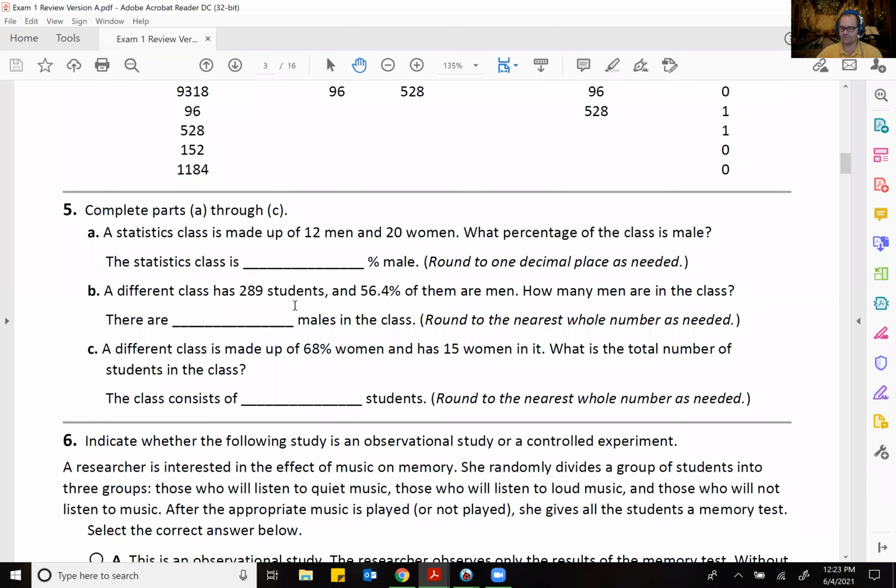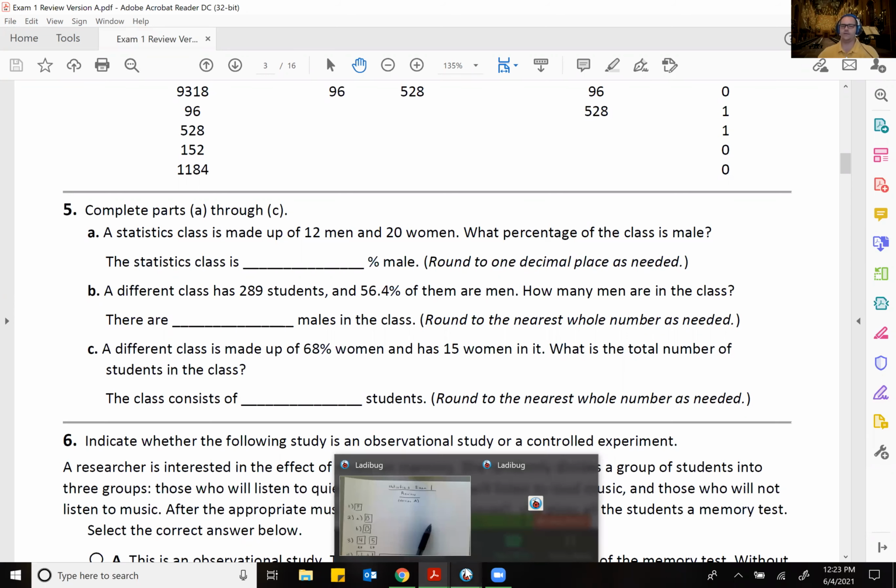Part 5, a little bit of math here, just a little bit, not a lot. It says a statistics class is made up of 12 men and 20 women. What percentage of the class is male? And we're going to round to 1 decimal place. So what would we do here?